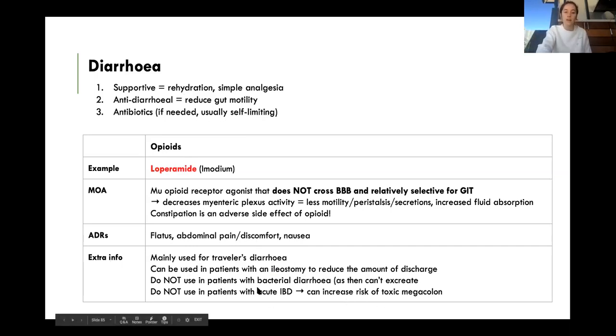And you don't use it in inflammatory bowel disease, because it can increase the risk of toxic megacolon. Maybe we'll use antibiotics, but usually it's viral. It's usually self-limiting, so you don't need antibiotics.